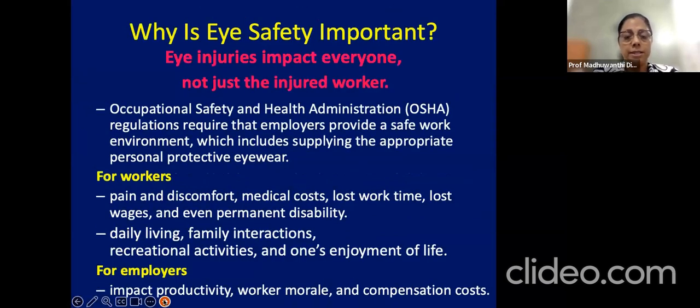Then as we discussed earlier, eye safety is important because eye injuries can impact everyone, not just the injured worker. For the injured worker, it can be the pain, discomfort, medical cost, loss of work time, and also the permanent disability, and his or her daily living, family interactions, and recreational activities will also be affected. But not only for the worker, for the employers also, it will impact the productivity of the whole process, and the worker morale will go down if they don't take these things seriously, and also the legal cost and compensation cost will be problems for the employer.